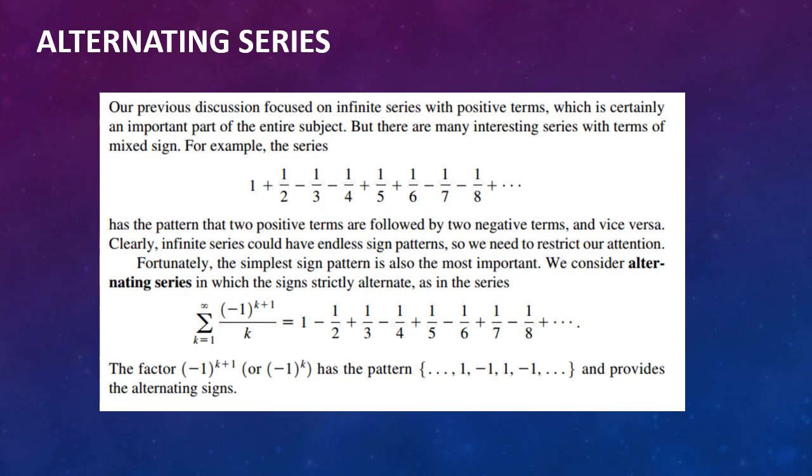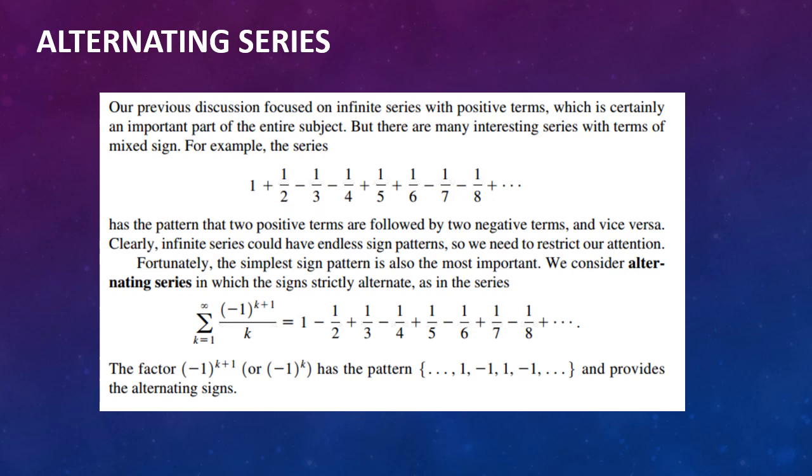As this says, our previous discussion focused on infinite series with positive terms, which is certainly an important part of the entire subject. But there are many interesting series with terms of mixed sign. For example, the series 1 plus 1/2 minus 1/3 minus 1/4 plus 1/5 plus 1/6 minus 1/7 minus 1/8 plus, etc. has the pattern that two positive terms are followed by two negative terms and vice versa.